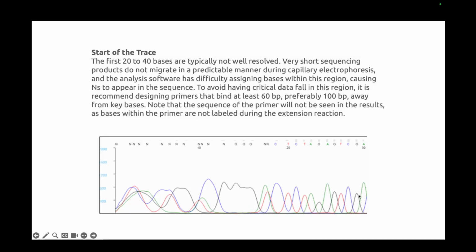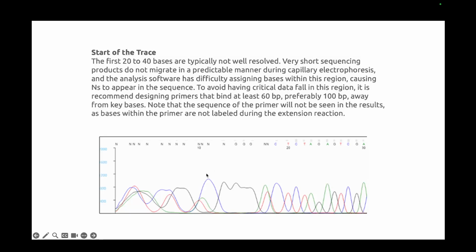But on the later stages, the peaks are quite well resolved. At this position there is this peak, and at the next position there is a separate peak. Not like this. This is all messed up at the beginning. So the first 20 to 40 base pairs are typically not well resolved. Very short sequencing products do not migrate in a predictable manner during capillary electrophoresis. If you remember, Sanger sequencing used electrophoresis to separate out the different DNA fragments, and the analysis software has difficulty assigning bases within this region, causing the ends to appear in this region.